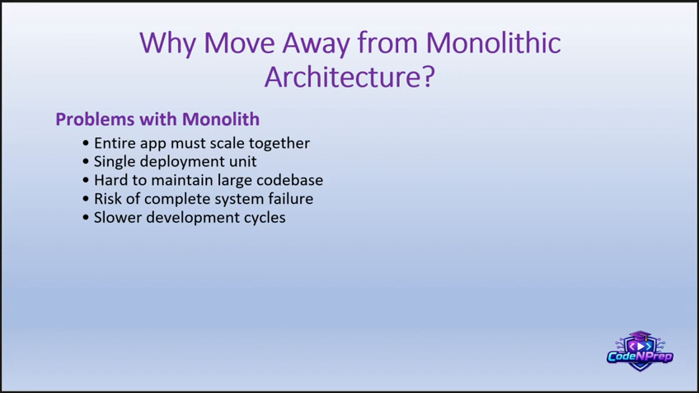So why should we move away from monolithic architecture? In monolithic architecture, everything is tightly connected. If the payment module needs more performance, you must scale the entire application, even if other modules don't need scaling. Deployment is also risky. A small change requires redeploying the entire system. As the application grows, the code base becomes huge and difficult to manage. Microservices solve these problems by breaking the system into manageable pieces of code.